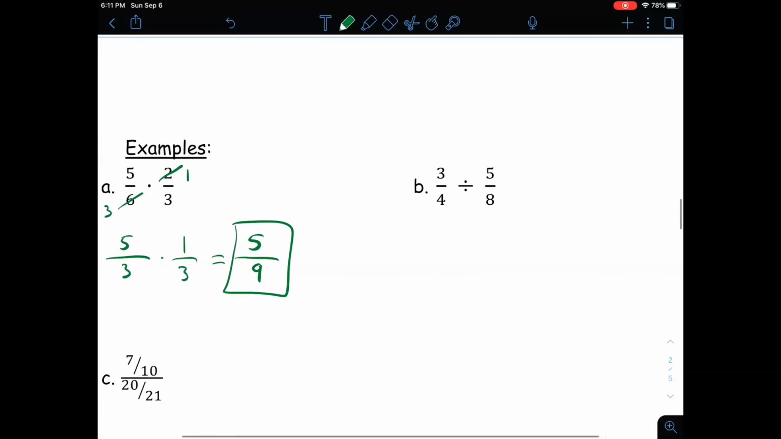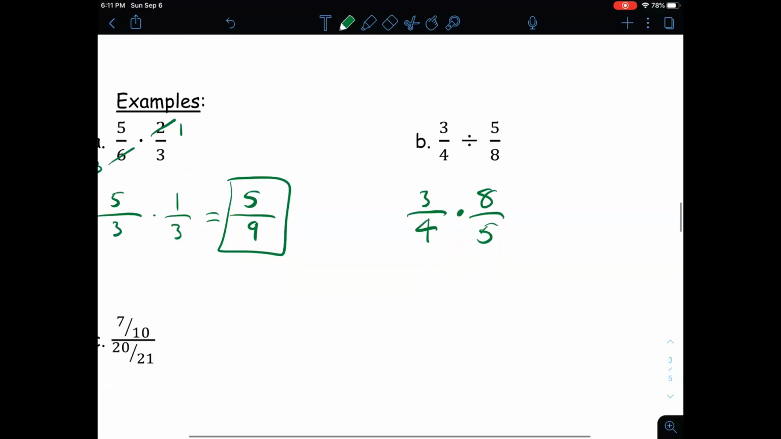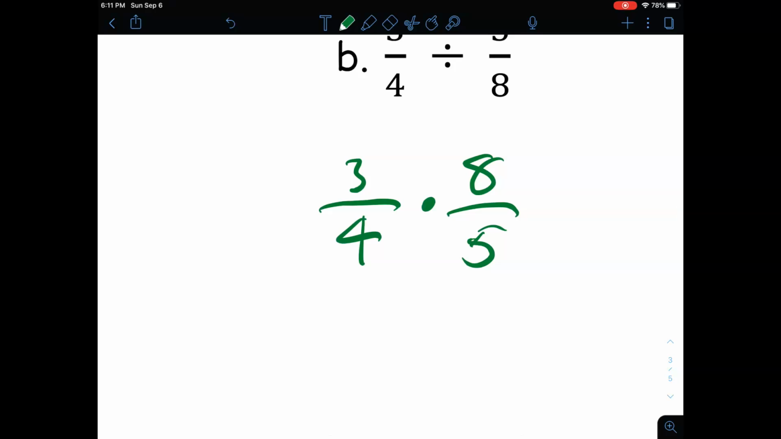Dividing fractions, easy as pie. Flip the second and multiply. Or keep, change, flip. 3/4, keep, change, flip. All right, can we reduce vertically or diagonally? I'm not going to draw the loops anymore. I want you to be comfortable with just doing this now.